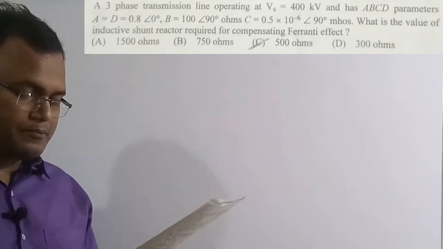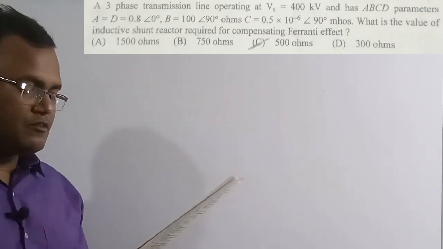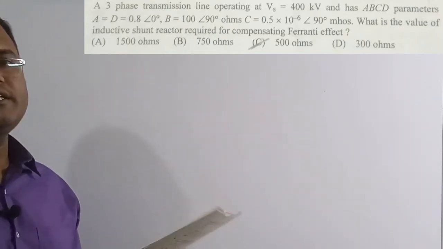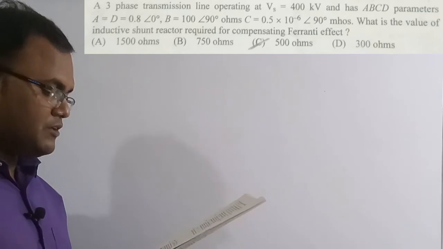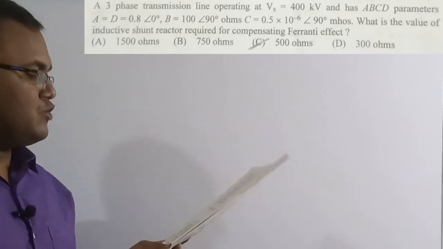There are four options. Option A 1500 ohm, option B 750 ohm, option C 500 ohm, option D 300 ohm. Out of the four options, option C, 500 ohm, is the correct solution of this question. So let's solve this numerical.